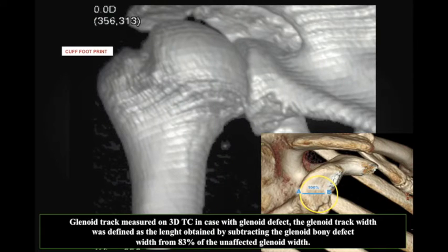We overlay on the same 3D CT scan the new glenoid tract, which will obviously be smaller, and we assess once again whether the Hill-Sachs is inside or outside of the glenoid tract. In this case, also, we will have the possibility of an on-track lesion and off-track lesion.